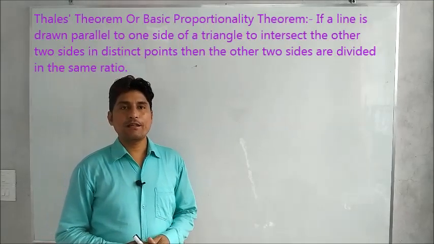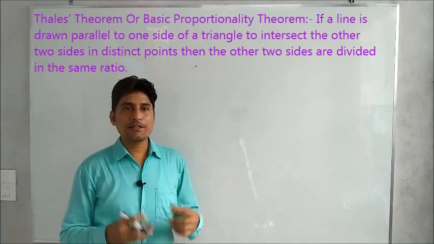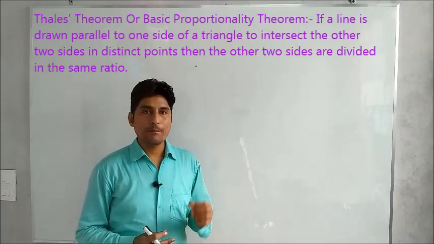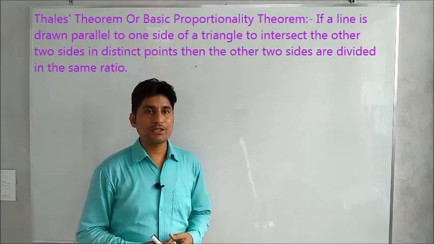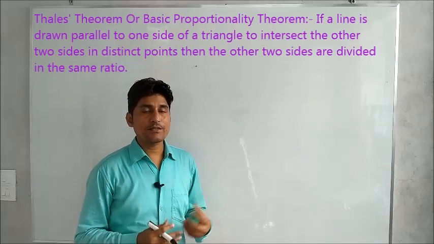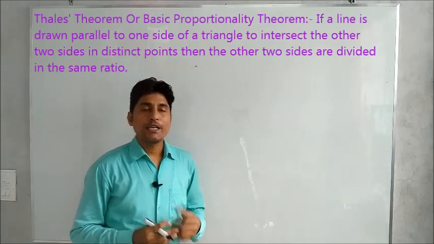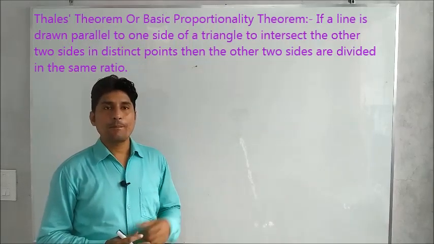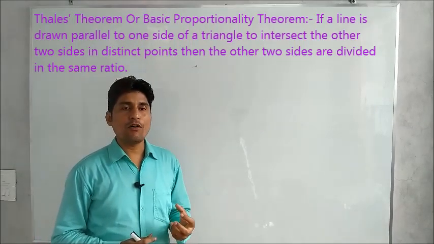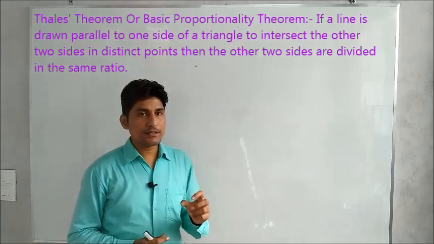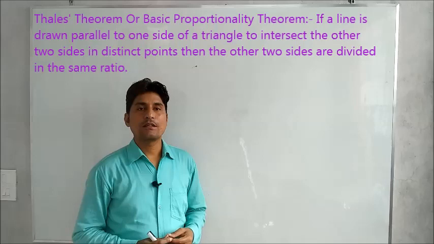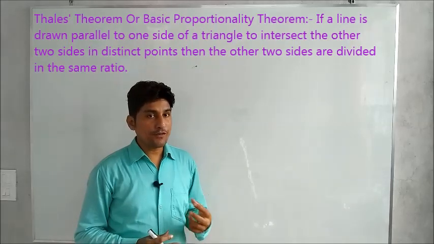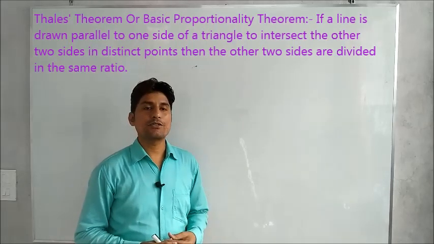Today I will explain the Thales theorem. It is also termed as the basic proportionality theorem. First of all, we'll see the theorem. What does it state? If a line is drawn parallel to one side of a triangle to intersect the other two sides at distinct points, then the other two sides are divided in the same ratio.